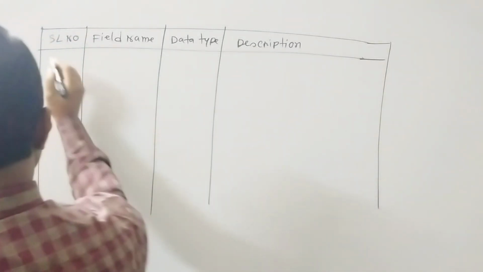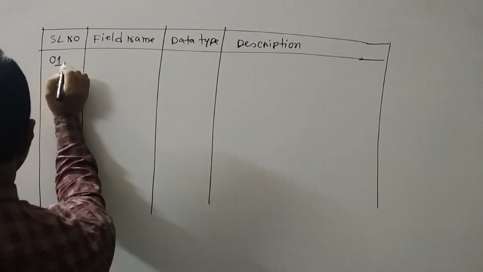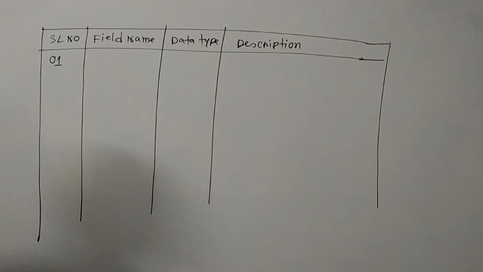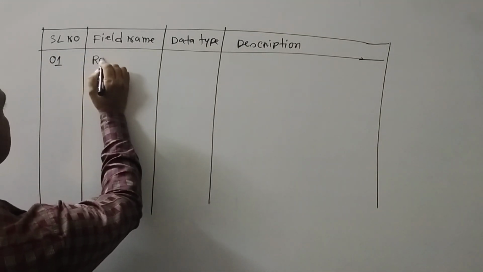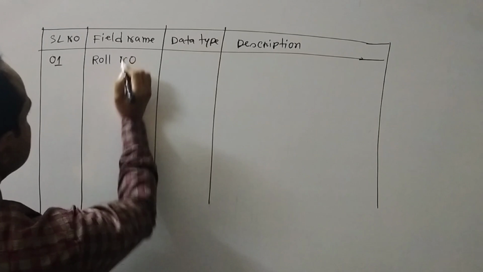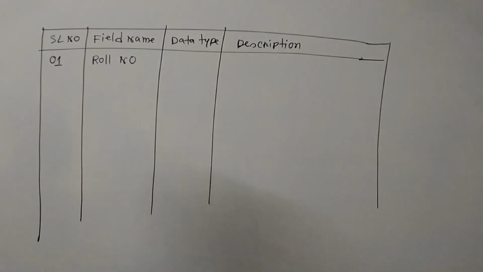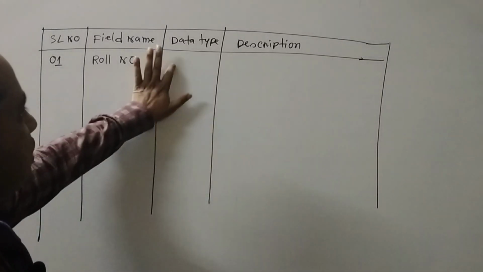At first, I will give serial number 1, and my first field is roll number. And roll number may be number or auto number, both are possible. But you see, in this table, roll numbers start from 1, and 1, 2, 3, there is no gap between one roll to another roll. So I should use auto number.